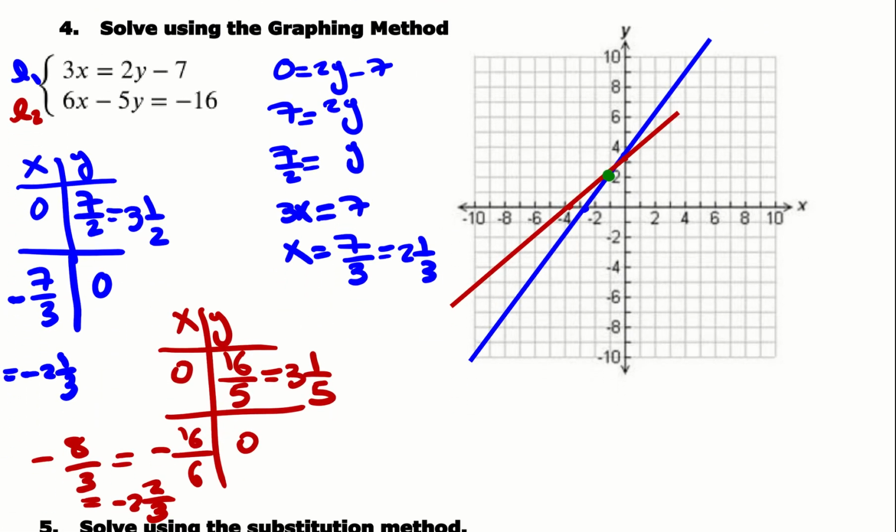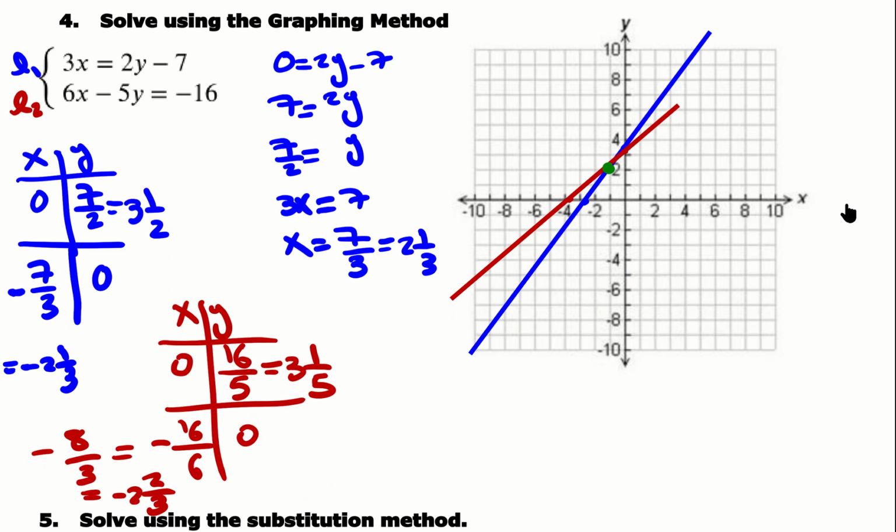Now this one, the equations are 3x equals 2y minus 7 and 6x minus 5y equals negative 16. As long as the x and y have only powers of 1, we know that they are linear equations, and therefore it's okay to go ahead and solve it in the same method that we already looked at.